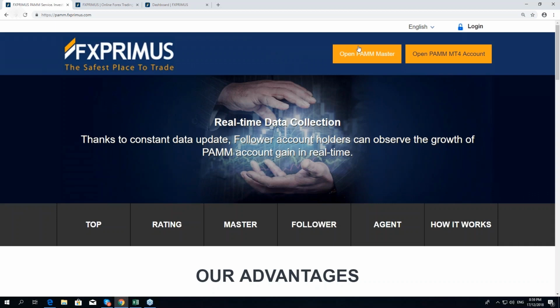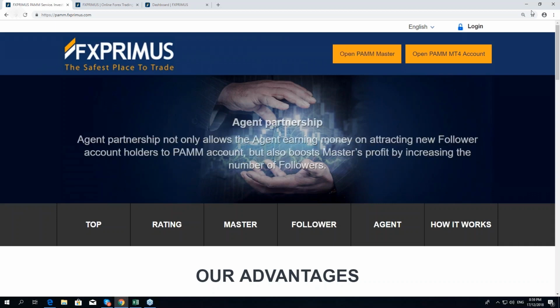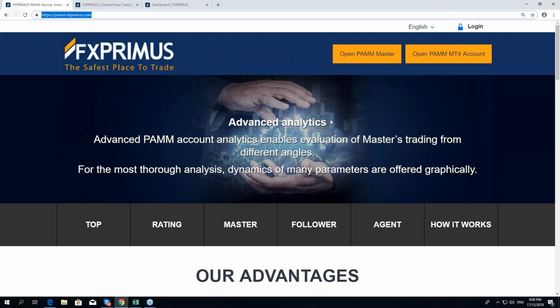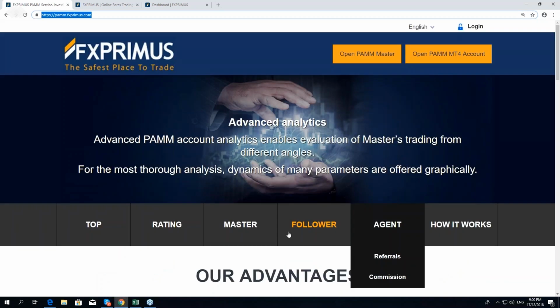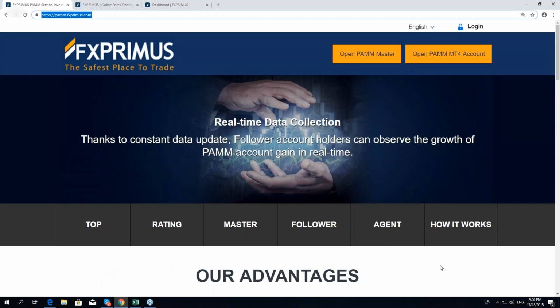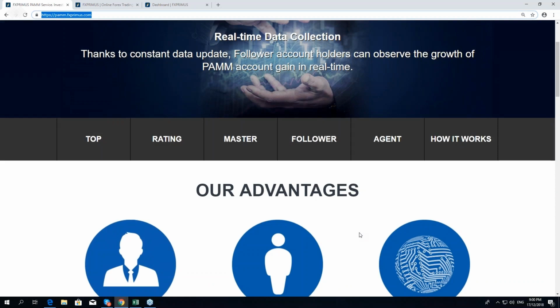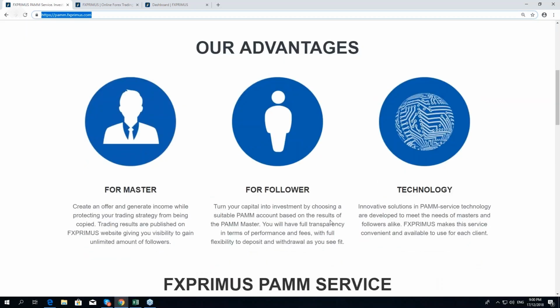Before we get into the PAMM details, let us just have a look at what actually is PAMM. If you are on the website, please log into pam.fxprimus.com. This will lead you to our PAMM homepage, where you can see that this is where our masters and followers and also their rankings are placed. So what is PAMM? PAMM is actually percentage allocation money management, and the basic idea of PAMM is to link the experience and trading performance of a master to the funds of an investor or a follower.